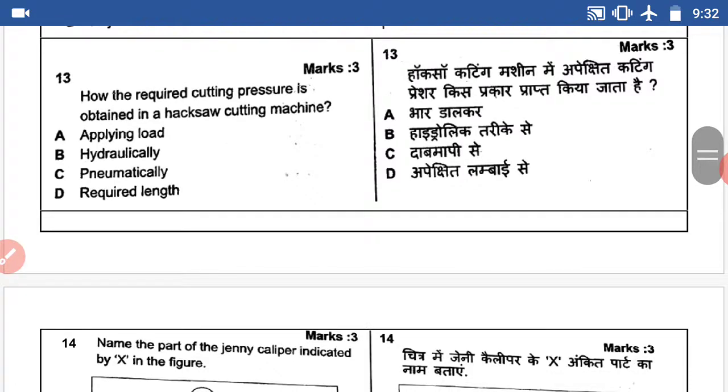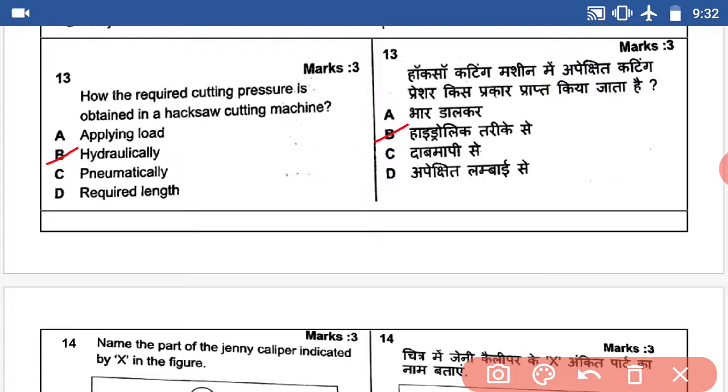Question number 13. How the required cutting pressure is obtained in a hacksaw cutting machine? This question answer: hydraulically. Answer B.